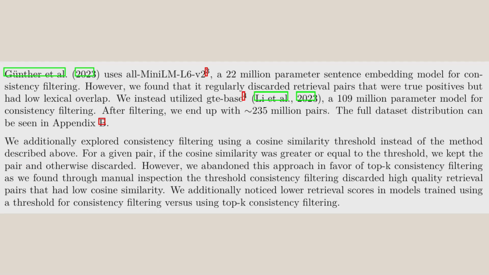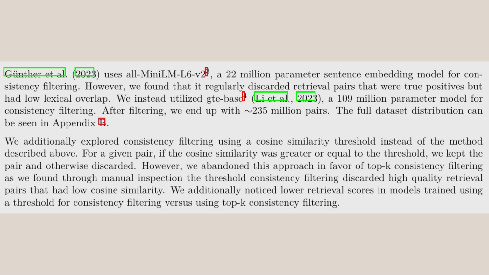In some of the related work, they use a 22 million parameter model, all-MiniLM-L6-v2, and they found that it was discarding true positives. And so they instead use a much larger GTE base, which is a 109 million parameter model, for that filtering. And they trimmed down from 470 to about 235. So they cut the dataset in half.